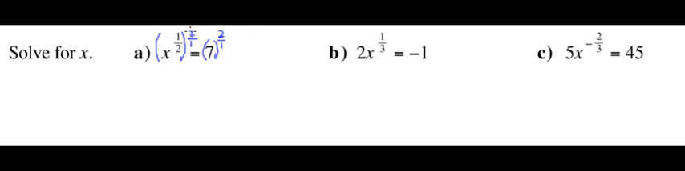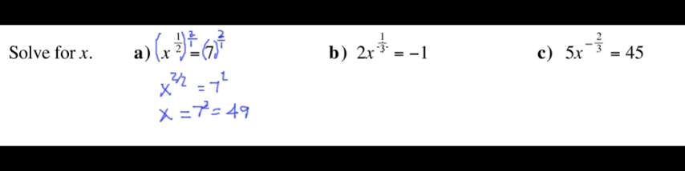Right. So what happens here, when you have stacked exponents like this, you multiply them. And so we get x to the 2/2 equals 7. I'm just going to write squared. And that becomes x to the 1, or just plain old x, equals 7 squared. And we know what 7 squared is. It's simply 49.